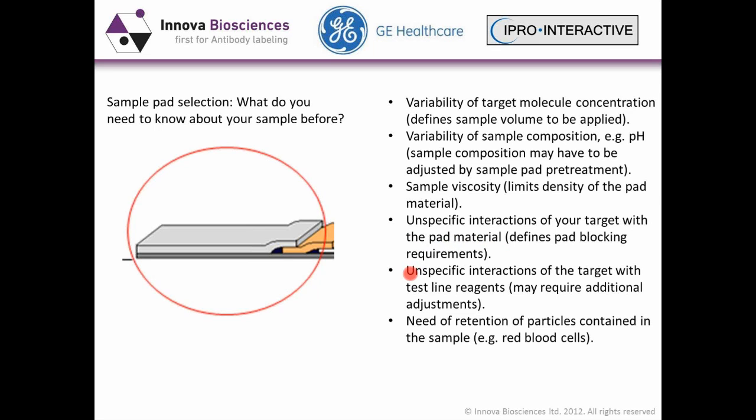And are there unspecific interactions of the target with test line reagents? In that case, we talk about false positive signals. And it might be that this will lead to additional adjustment requirements of the sample pad. And finally, there might be tests where you would like to retain particles that are part of the sample liquid. That can be resolubilized fecal material, that can be resolubilized foodstuff, but the most prominent particle that is to be retained in sample pads is red blood cells.